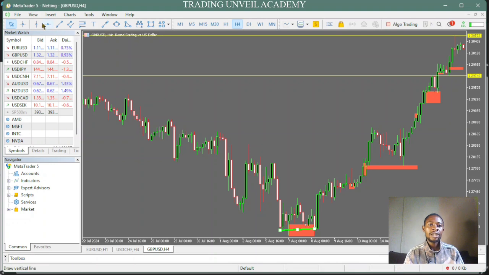Let me mark here again. This is a change of character here. Once the market takes a low and it takes this high, this is a change of character. So I will be expecting the market to come and mitigate this movement here before it goes up.